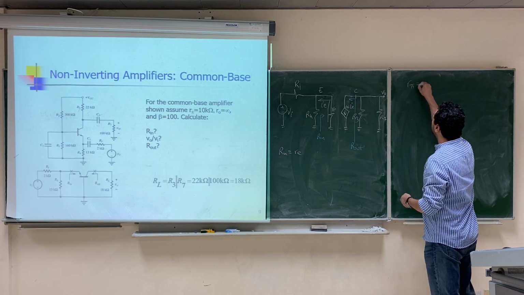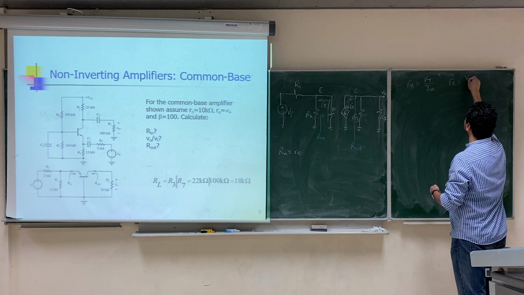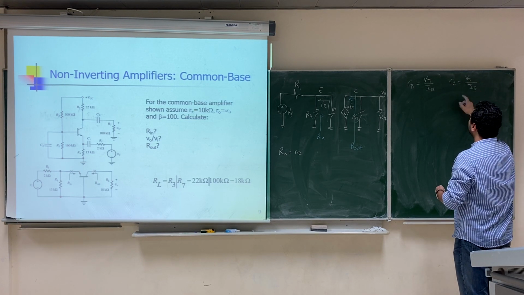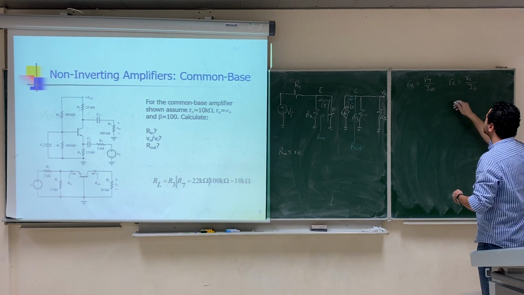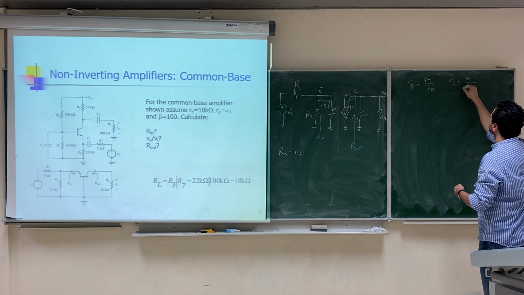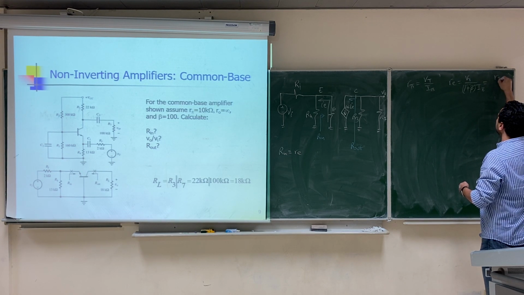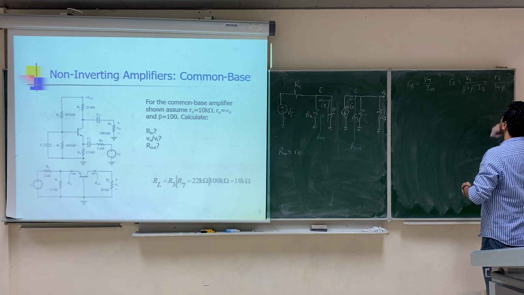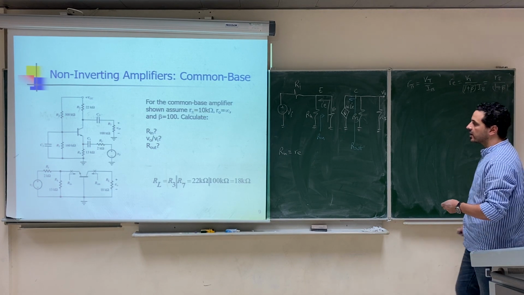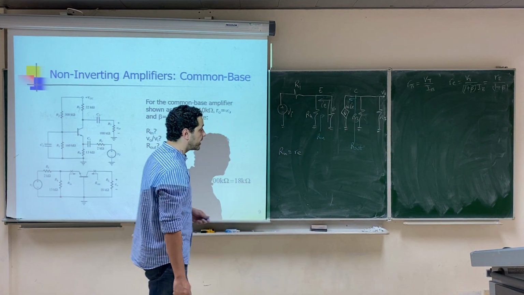You can convert between R pi and Re in a simple way. We know that R pi is Vt over I base. We know that Re is Vt over IE, and the relation between IE and I base is 1 plus beta. So you can replace IE by 1 plus beta times I base. This will give you R pi over 1 plus beta. So Re is R pi over 1 plus beta. It's usually very small.